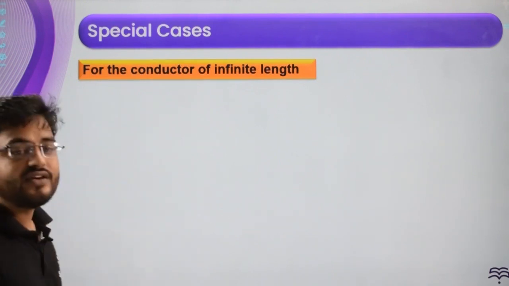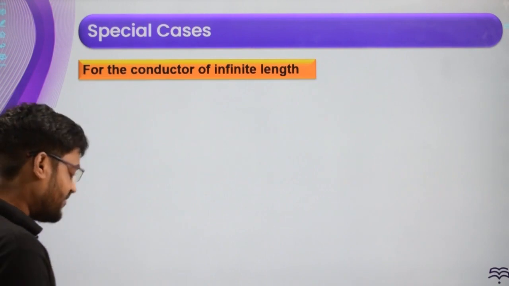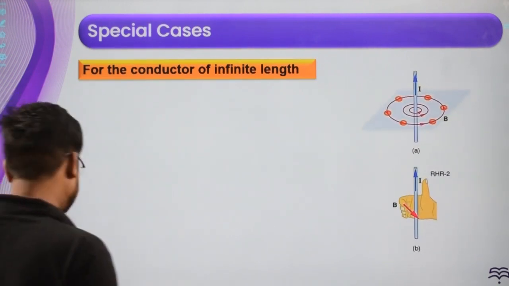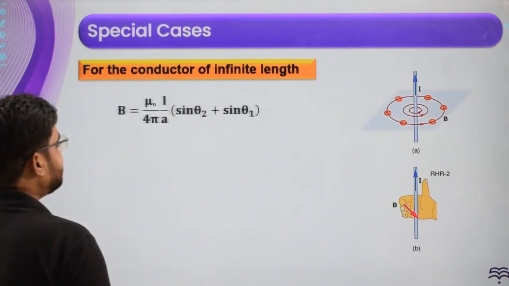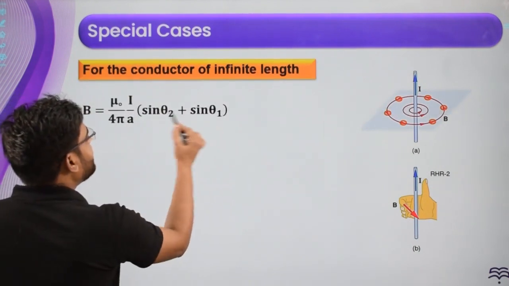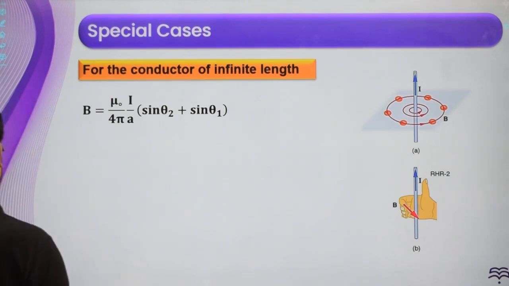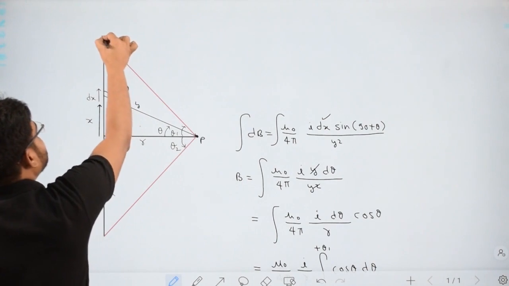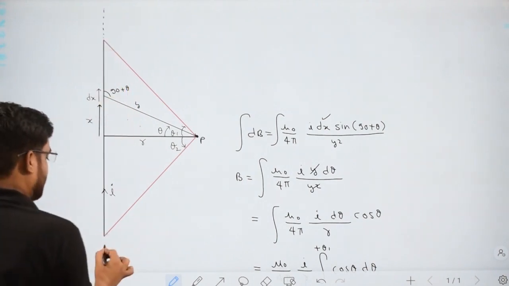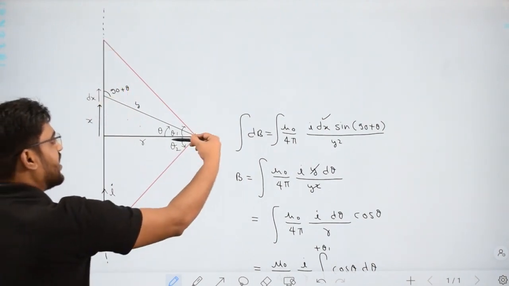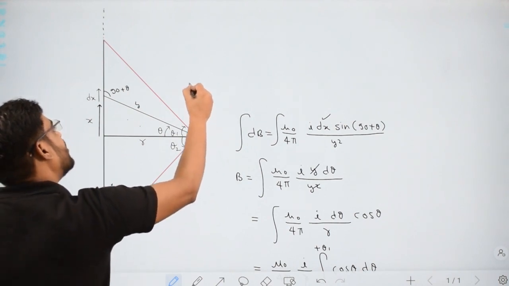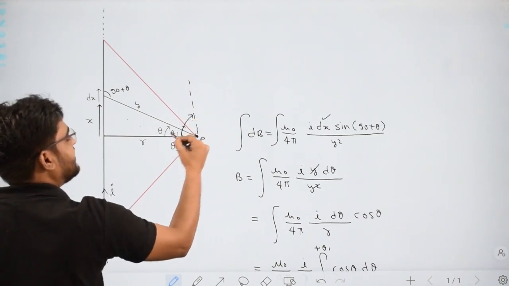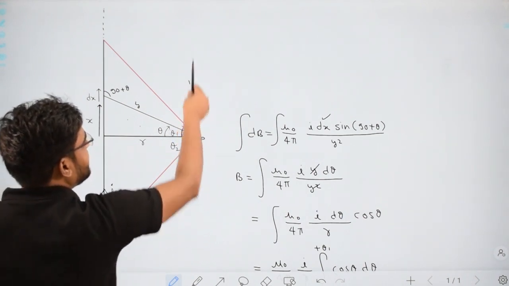Now, for a conductor of infinite length, the first case is, what if our length is infinite? So, we will say that if length is infinite, then theta 1 and theta 2 both will become how much? See, when this goes to infinity and this also goes to infinity, what about theta 1? This point will be almost going like this till infinity. So this theta 1 will become 90 degree, right? It is almost 90 degree, so it will never meet.